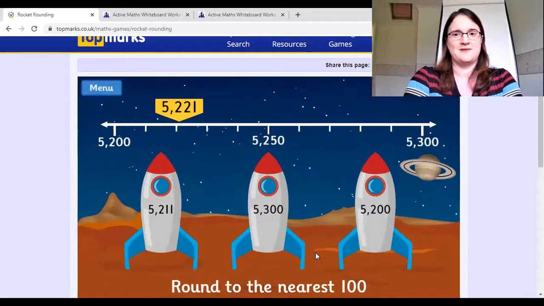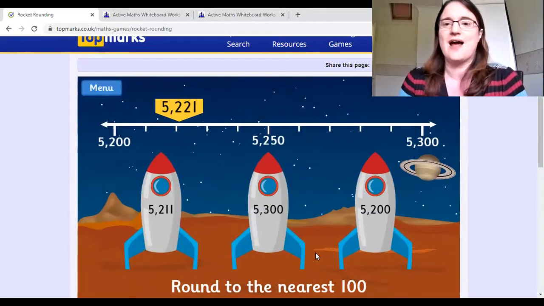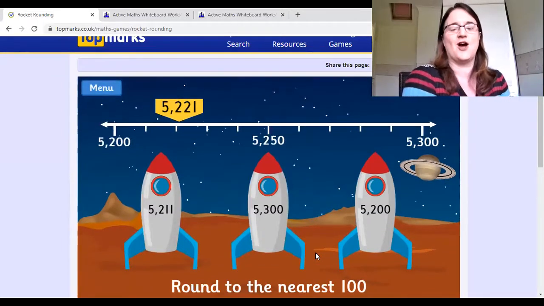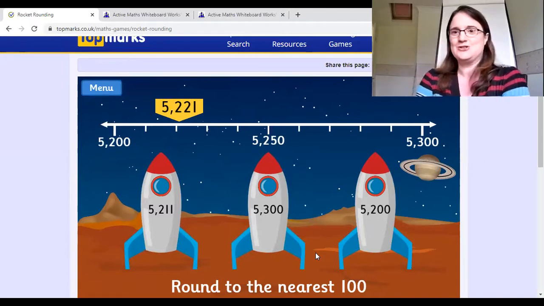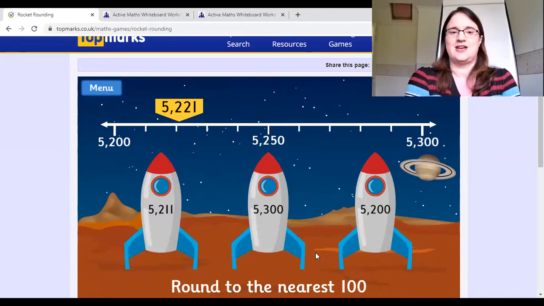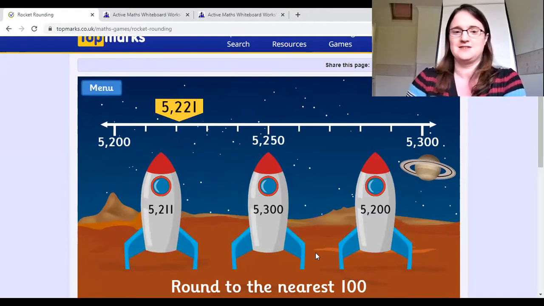Oh, it's not an 8,000 this time, it's a 5,000. Round that number to the nearest 100. What do we get? Check out that 100 number. Have a look at the tens to help you decide. Which is it going to? Is it going to 5,200 or 5,300?